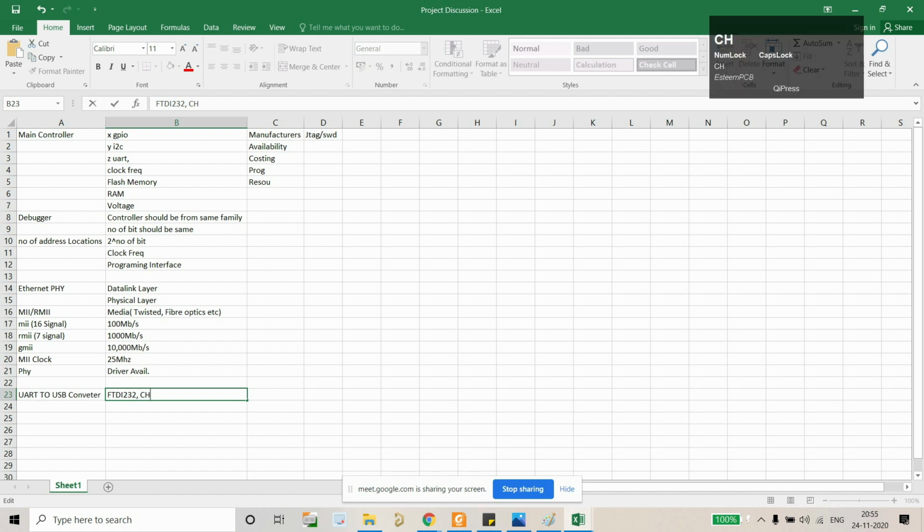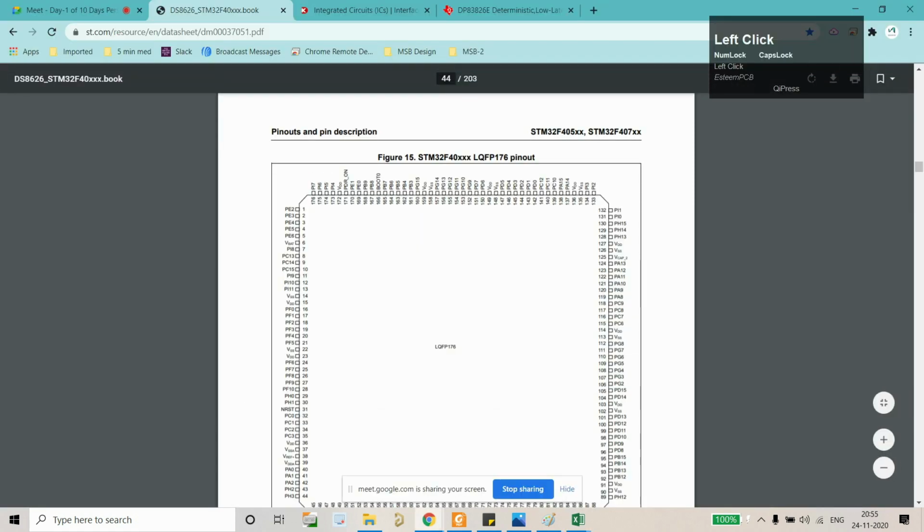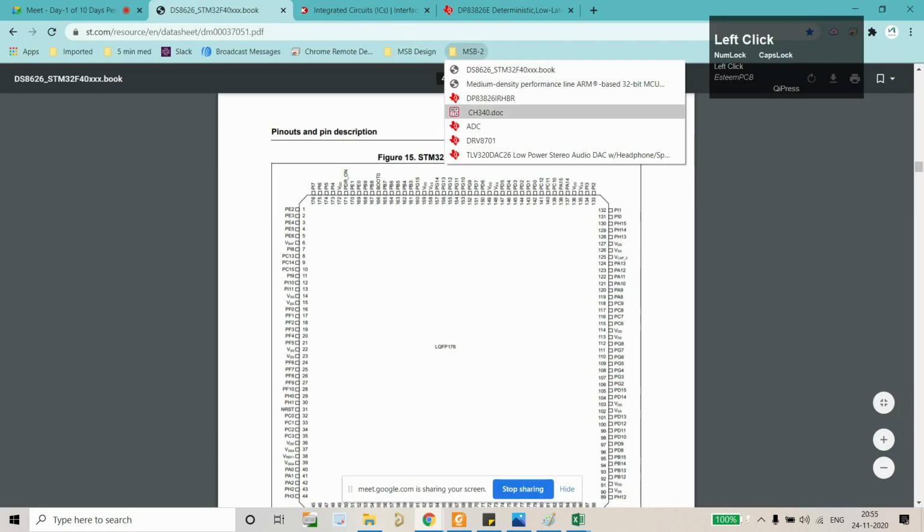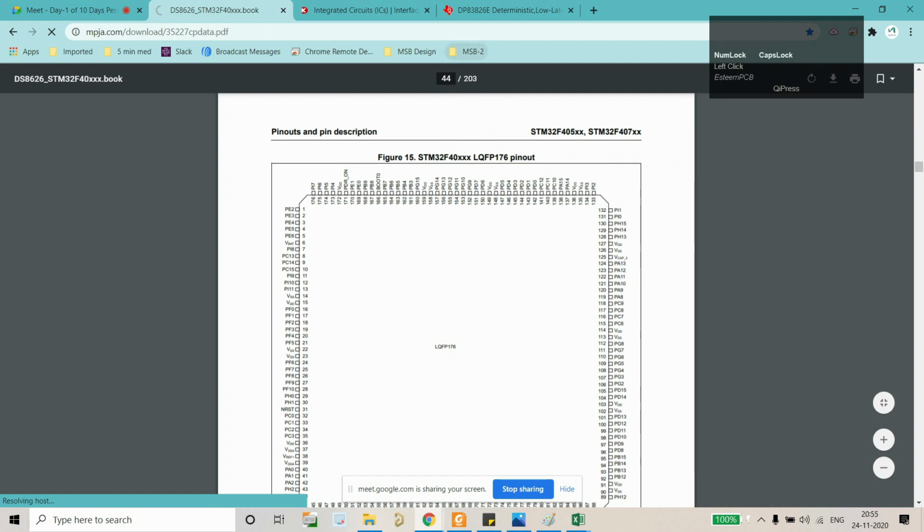Another chip is CS340C. This is a kind of Chinese chip, but the main advantage with this chip is we will see if we open the data sheet of that chip. Later, after the session, I will share all these links with you.